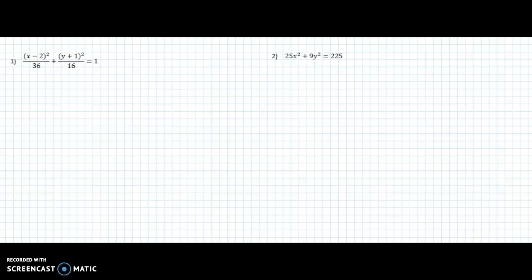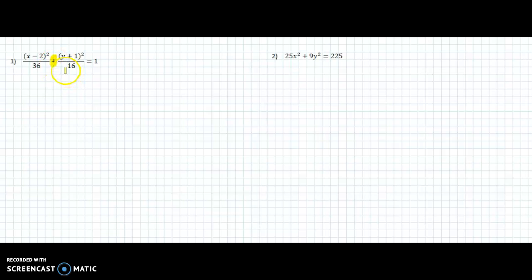Okay, in this video we're going to look at graphing the ellipse. The first thing you have to know is how to tell if you have an ellipse. What you'll see is both terms will be squared, so x and y are both squared. And then also there'll be a plus sign, so this plus sign is important.